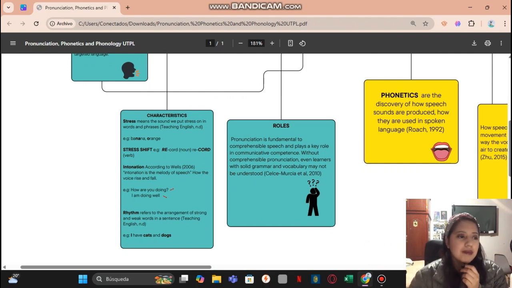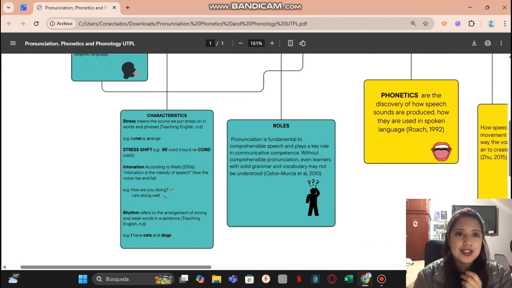In English, there is something called stress shift. What is this about? We need to understand that English has certain identical words, but the stress is different on certain syllables. For example, for a noun, we have the word record. The stress is on the first syllable. If you want it to be a verb, the stress is on the second syllable. Record. That's something we need to be very careful with, because without this we can communicate something we don't want.